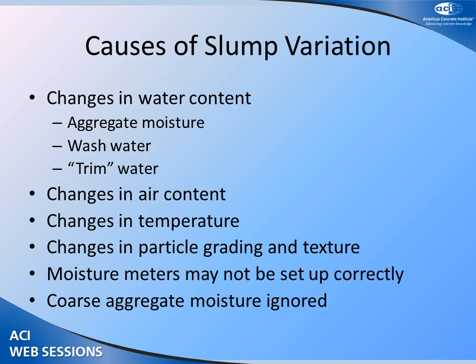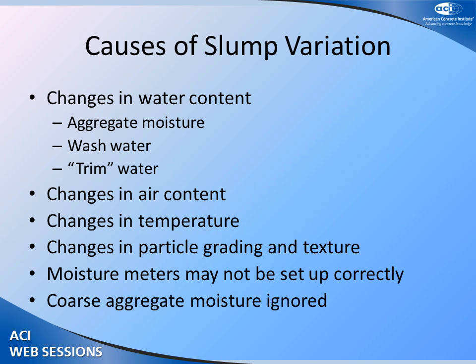Secondly, as Dr. Hover pointed out rightly, we have changes in air content. After our air content goes up over about 3%, we can get increases in slump as our air content goes up. So I can take two concrete batches with exactly the same amount of water. If one has about 6% air and the other has about 3% air, the one with 6% air may have 2 to 3 inches more of slump than the one with 3% air. So variations in the air content can affect the slump.